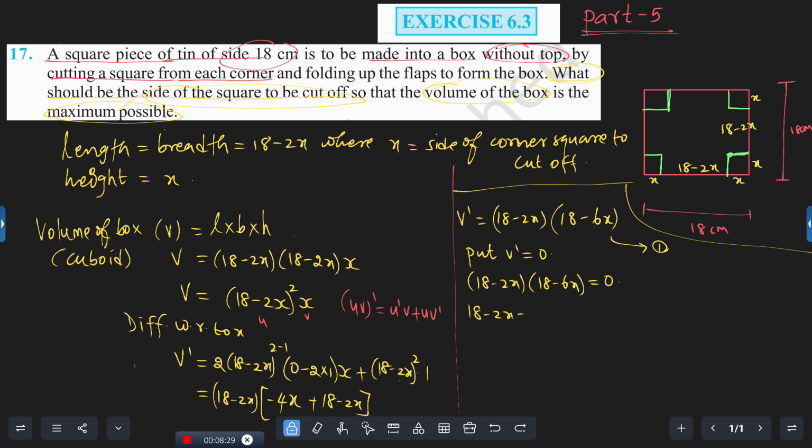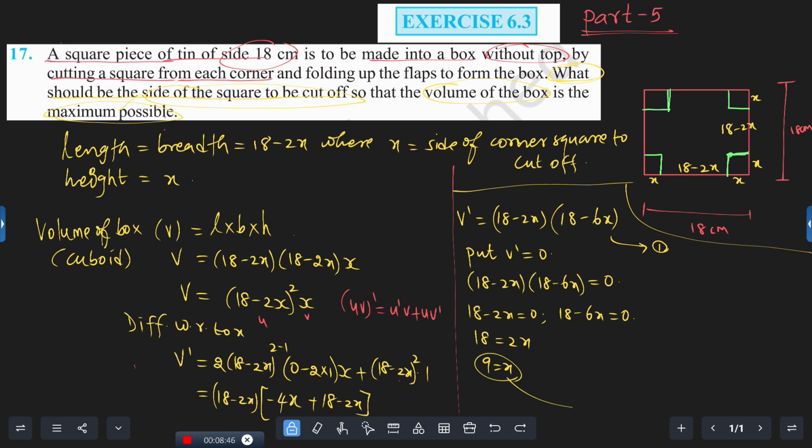Now the multiplication, you can make each factor equal to 0 separately. 18 minus 6x is equal to 0. Now 18 is equal to 2x. 2 cancels, 9 is equal to x. Have you noticed x is 9?